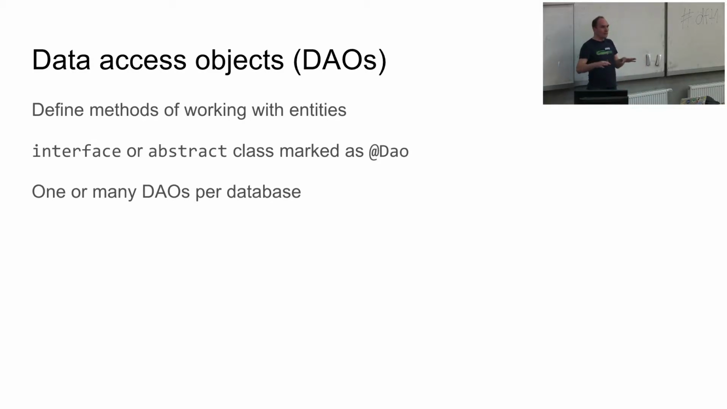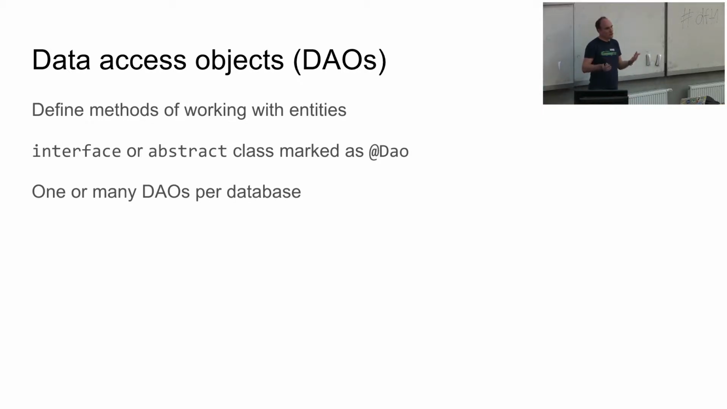All right, so we have our entities, we have our data model. How do we go about storing these entities or retrieving these entities? For that, Room allows you to specify data access objects, or DAOs. They define the methods of working with entities, and they might be abstract classes or interfaces. So it's not something that you actually implement, it's something that Room will generate code for.